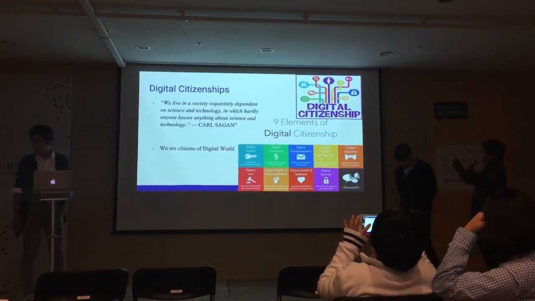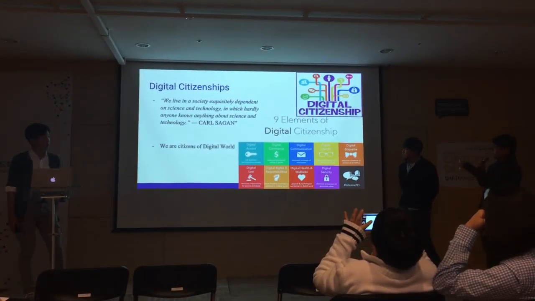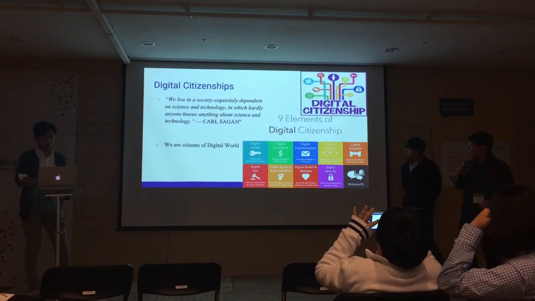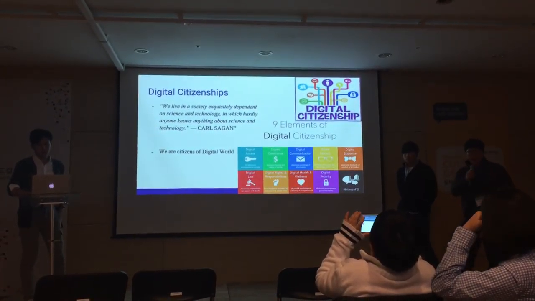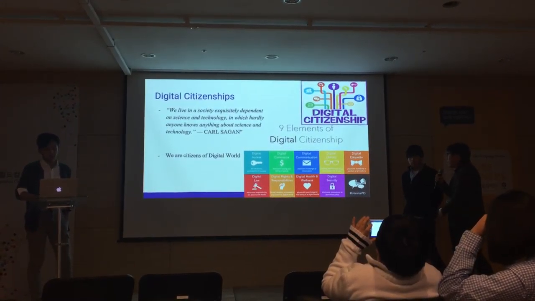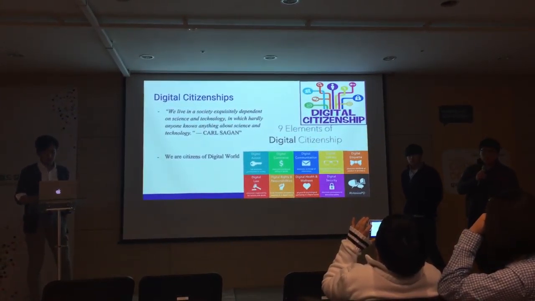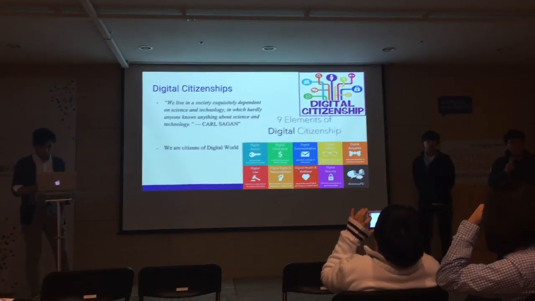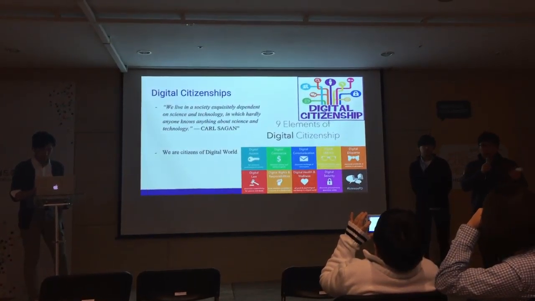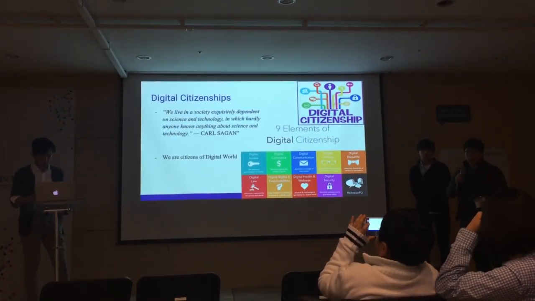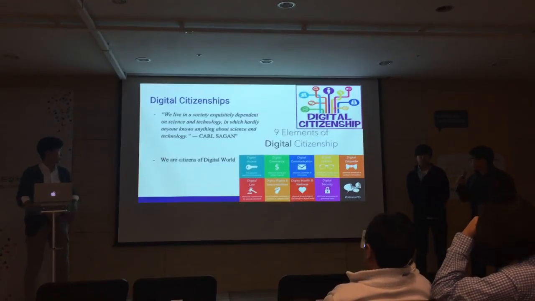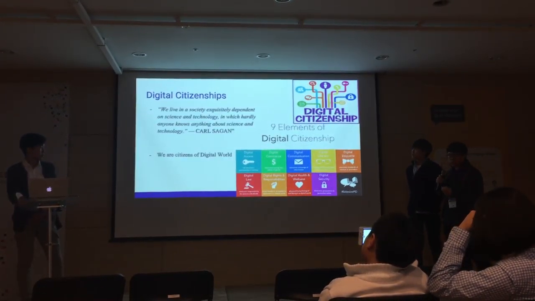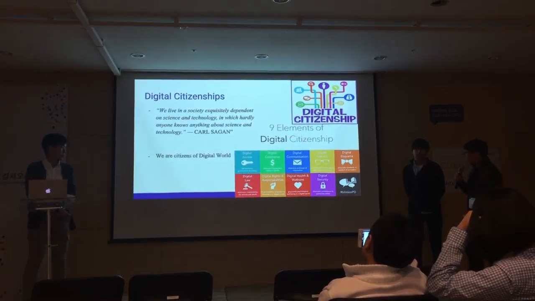So there are 9 elements of digital citizenship, and one is digital access, which means that they're allowed to access the digital world with any electronic devices. And secondly, digital commerce, which means that now many people are buying on eBay, Amazon, and other internet commerce websites. So they need to provide electronic buying safety and those kinds of things.